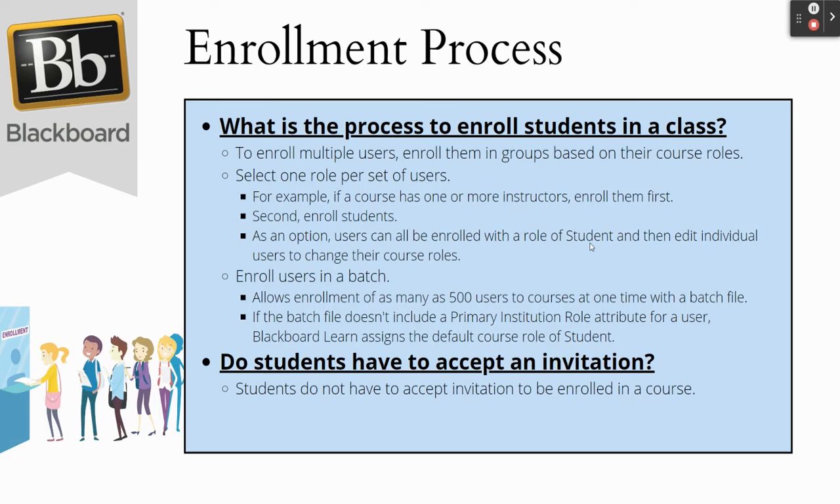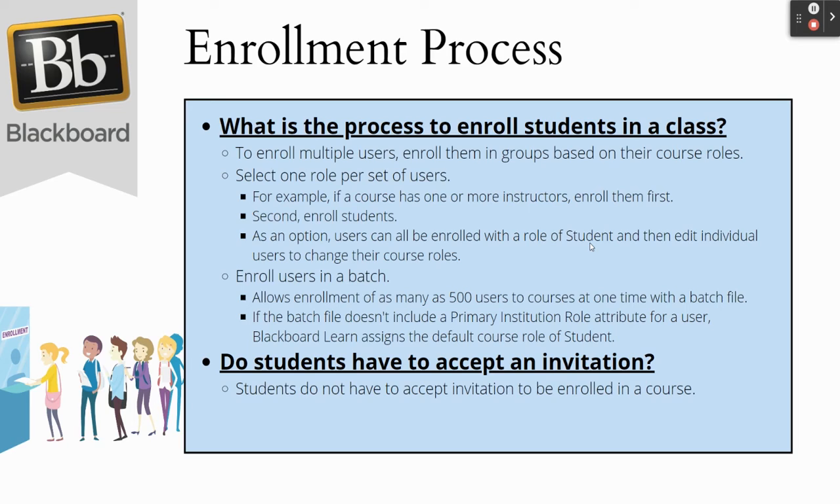The enrollment process. So the first question, what is the process to enroll students in a class? So to enroll multiple users, enroll them in groups based on their course roles. So select one role per set of users. For example, if a course has one or more instructors, enroll them first, then second enroll the students.